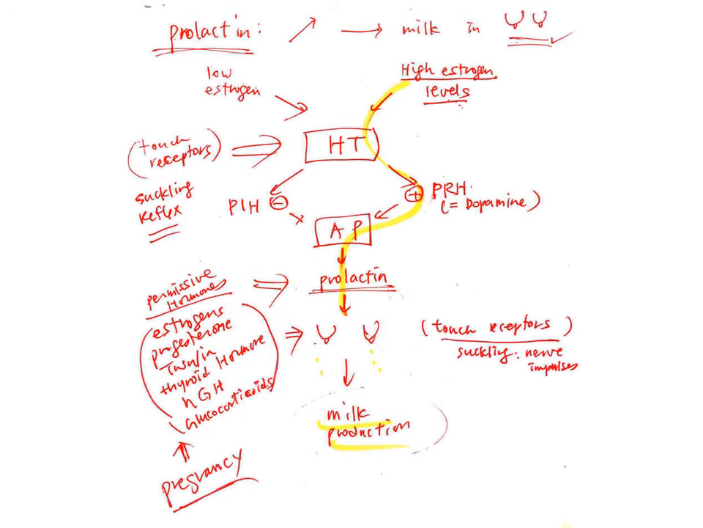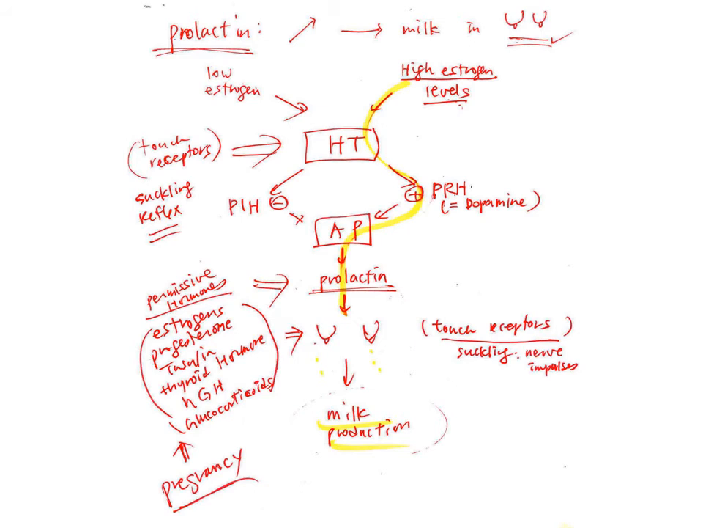Prolactin secretion is due to different levels of estrogen, which trigger the hypothalamus to secrete either PIH or PRH. PIH is the same as dopamine. These then go to the anterior pituitary to secrete prolactin, and prolactin goes to the breast to stimulate milk production.